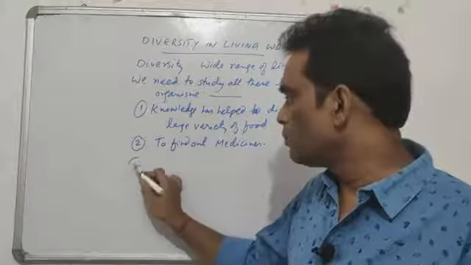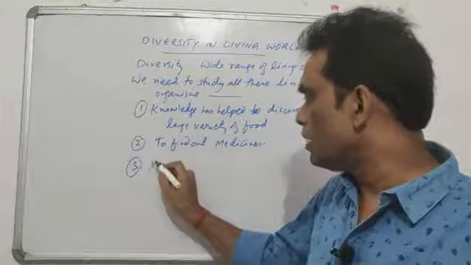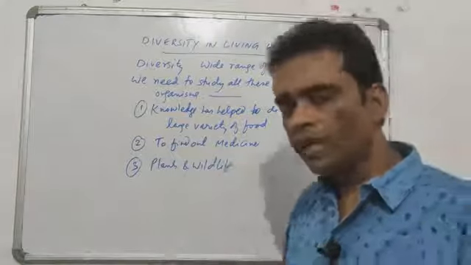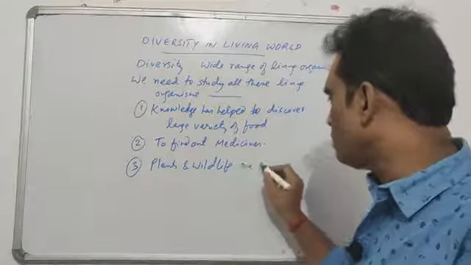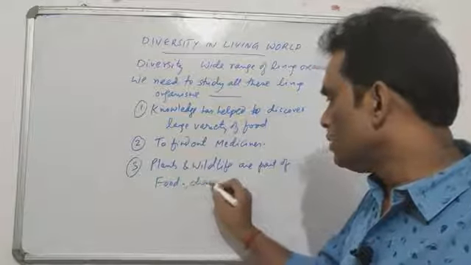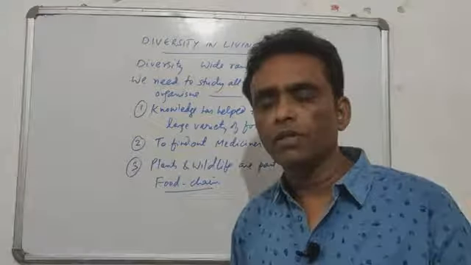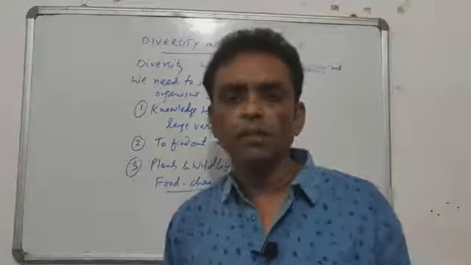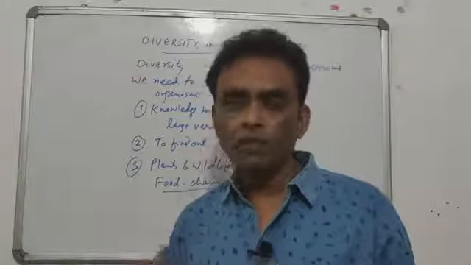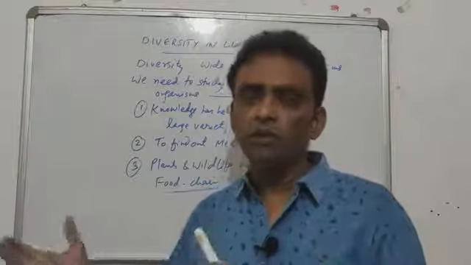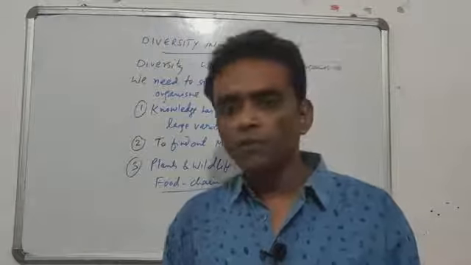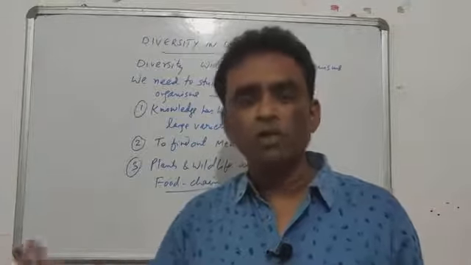The third thing is, whatever living organisms we are studying, the plants and the wildlife, the animals for that matter, are actually a part of the food chain. Food chain is a natural process by which all the living organisms other than green plants obtain their food. The herbivores obtain food from plants, the carnivores from the herbivores, and the chain goes on. So we need to preserve them, because if any one group is being damaged and that is the food of other organisms, those organisms will also be disturbed.